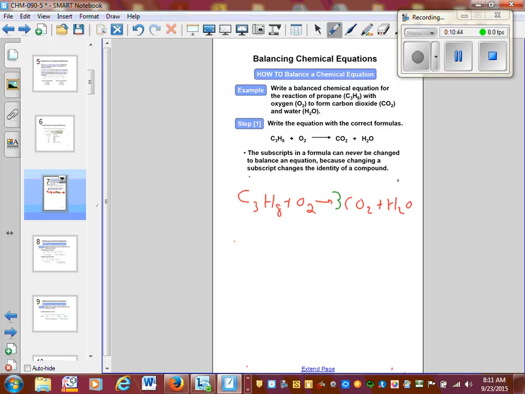I'm going to go to hydrogen next. On the left, I have how many? 8. On the right? 2. So what do I have to put in front of the water? 4. So now I have 8 hydrogens.